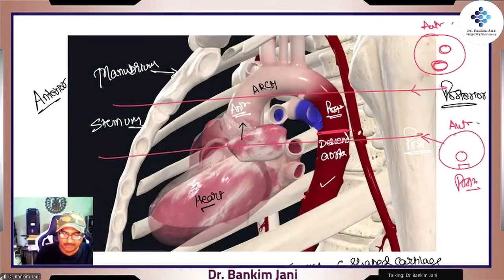Here is the heart, and from here, this is the arch of aorta. That's the anterior, this is the arch, and that's the posterior. So anterior, arch, and the posterior, and then it goes the descending. You must have noticed one thing, this is anterior, this is posterior. So the ascending aorta is anteriorly situated. Even if you forget everything, just remember this: anterior is the ascending aorta, and the posterior is the descending aorta.